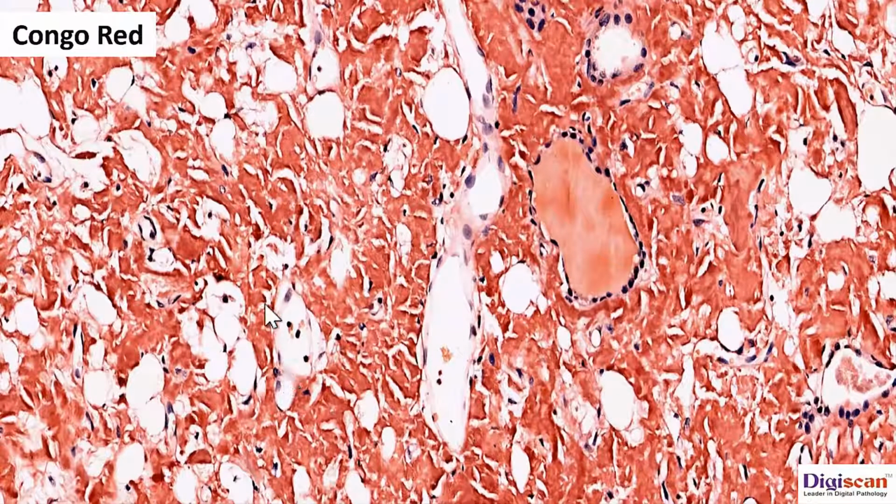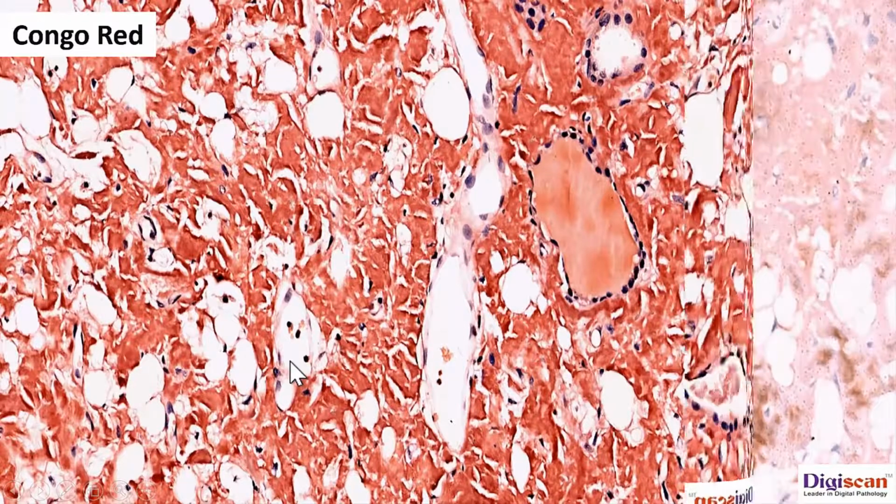To determine the nature of this hyaline material, we performed a Congo red special stain. We can see that the hyaline eosinophilic material has stained a deepish red or salmon color, and there is no staining of the other thyroid follicles.